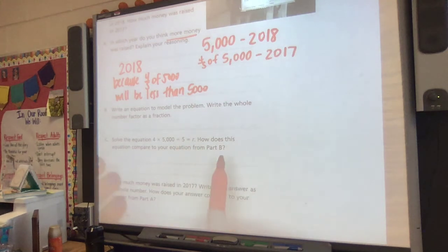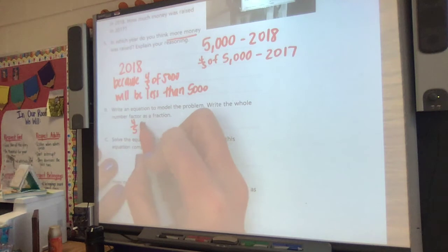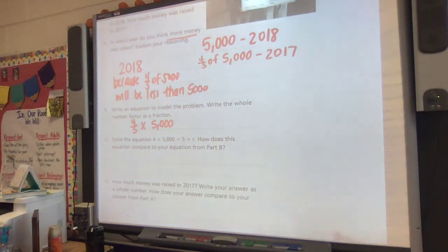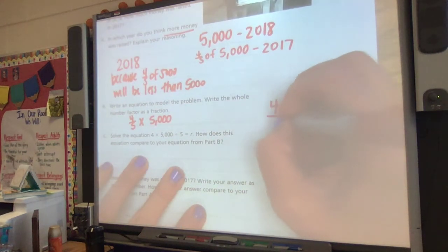Write an equation to model the problem. So 4/5 of 5,000, or 4/5 times 5,000. Okay? Solve the equation. 4 times 5,000 divided by 5 equals R. That sounds very confusing, but it's not. How does this equation compare to your equation from part B? Okay. So let's look at it. I'm going to write it kind of bigger over here.